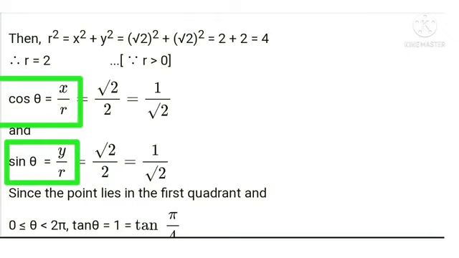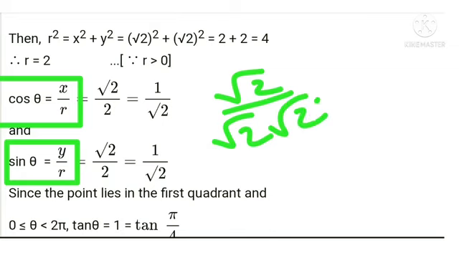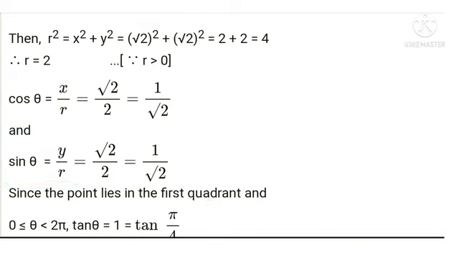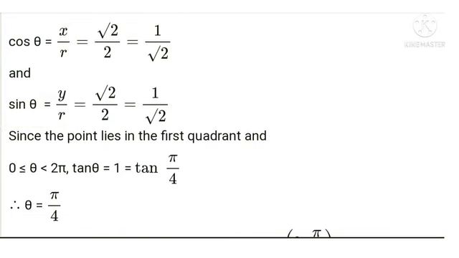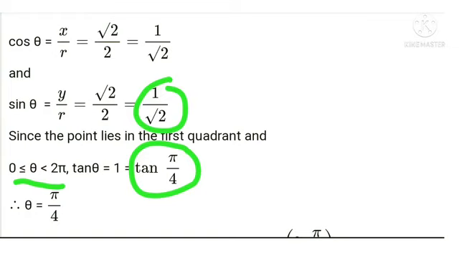Root 2 as it is, 2 means root 2 into root 2. One root 2 gets cancelled, so we get 1 upon root 2. Here also we get 1 upon root 2. Since the point lies in the first quadrant and theta lies between 0 to 2 pi, which value of theta is 1 upon root 2? Tan theta is equal to 1 when pi by 4. So we get here theta as pi by 4.